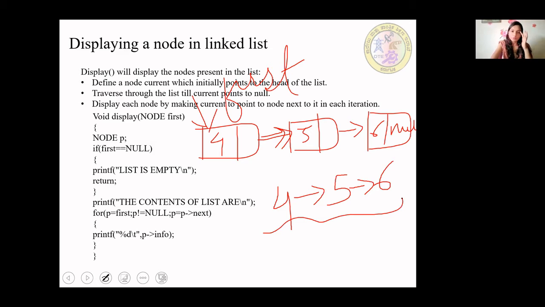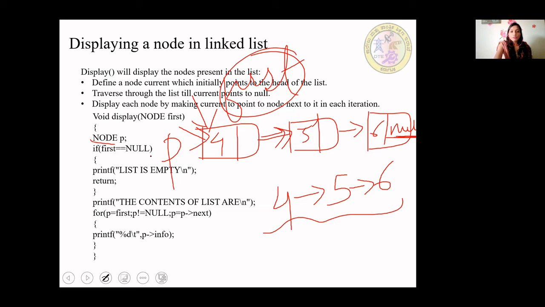To display, what I have to do, you have to take this node, until first is not equal to null, go forward. So for this, what can we do? We can take one more iterator. Here we will take a P pointer of type node. Node is struct in this linked list star. New name we have given.